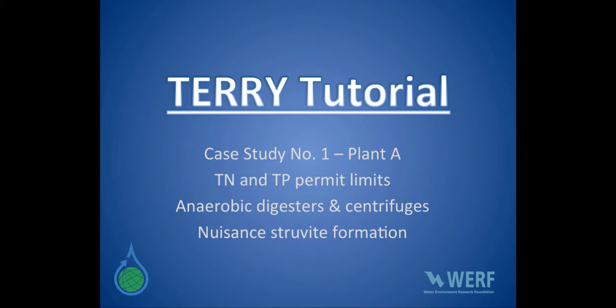This module will walk you through a case study for Plant A. This plant uses a 5-stage BNR-EBPR process to meet its total nitrogen and total phosphorus limits. Anaerobic digesters are used to stabilize the solids, and then centrifuges are used to dewater the sludge. The plant does experience nuisance struvite formation, which it manages by adding ferric chloride.